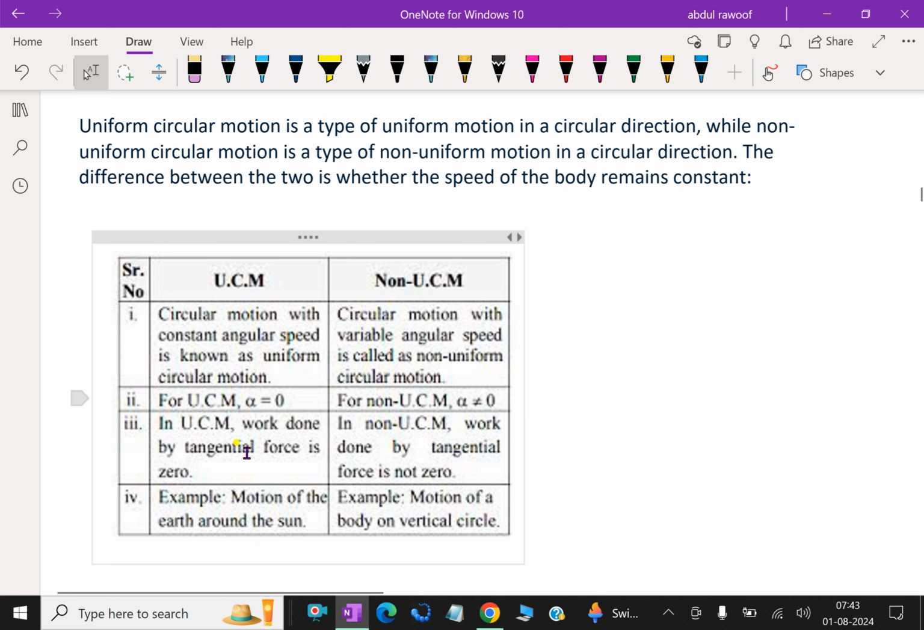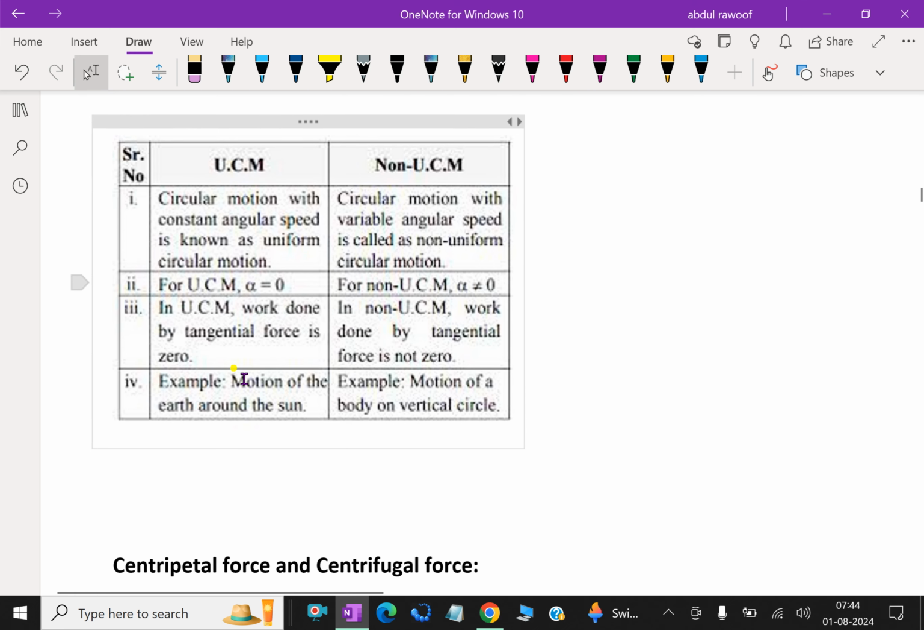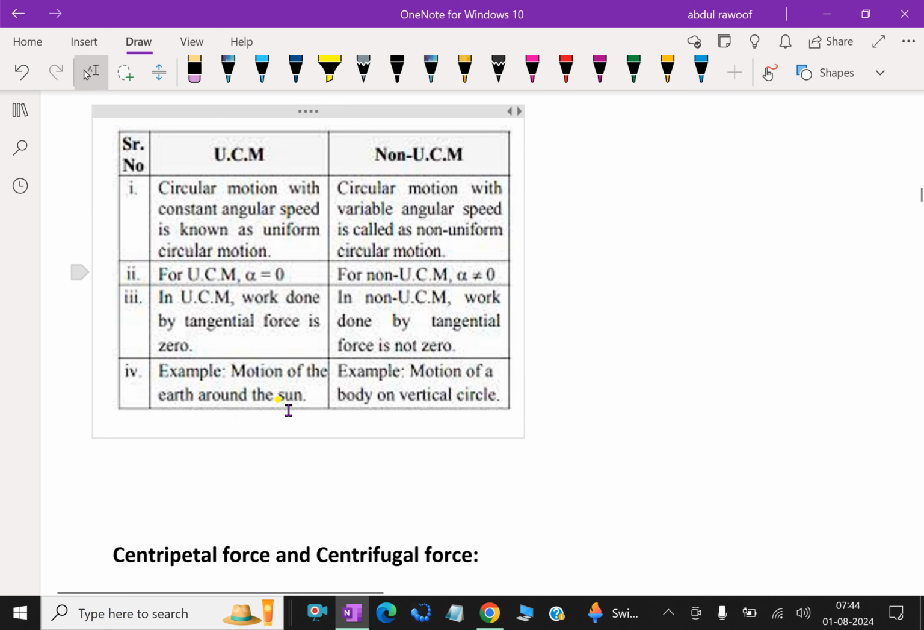In uniform circular motion, work done by tangential force is 0, but in non-uniform circular motion, work done by tangential force is not 0. An example of uniform circular motion is the motion of the earth around the sun. An example of non-uniform circular motion is the motion of a body on a vertical circle.